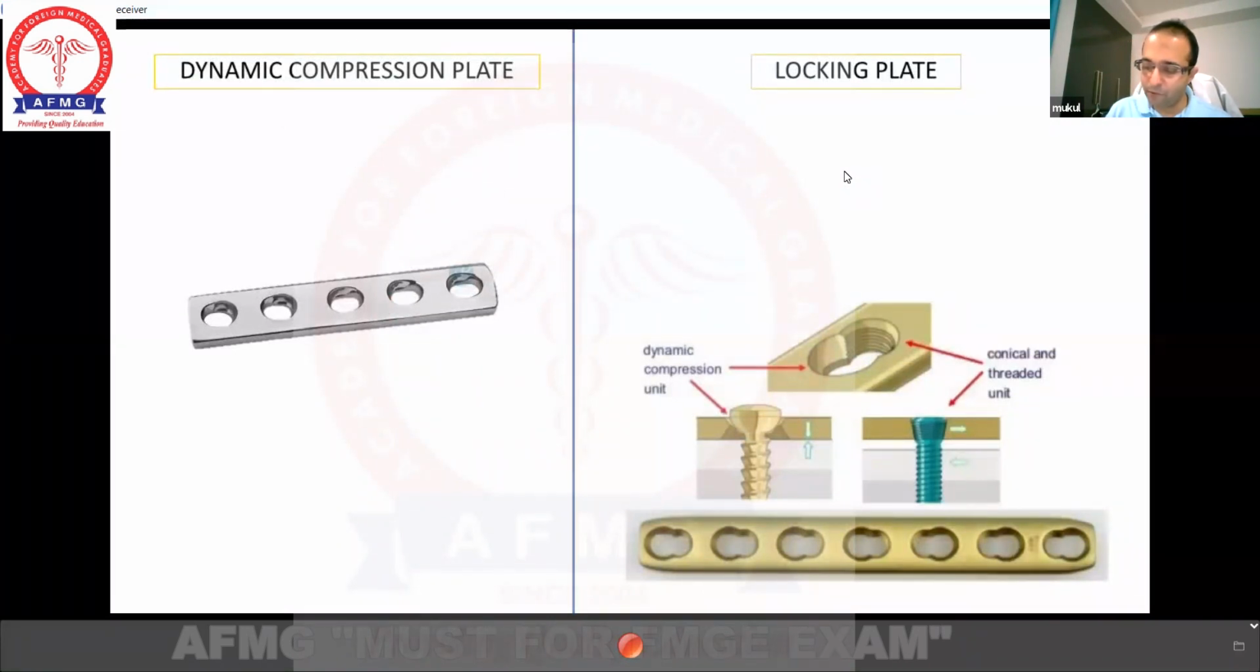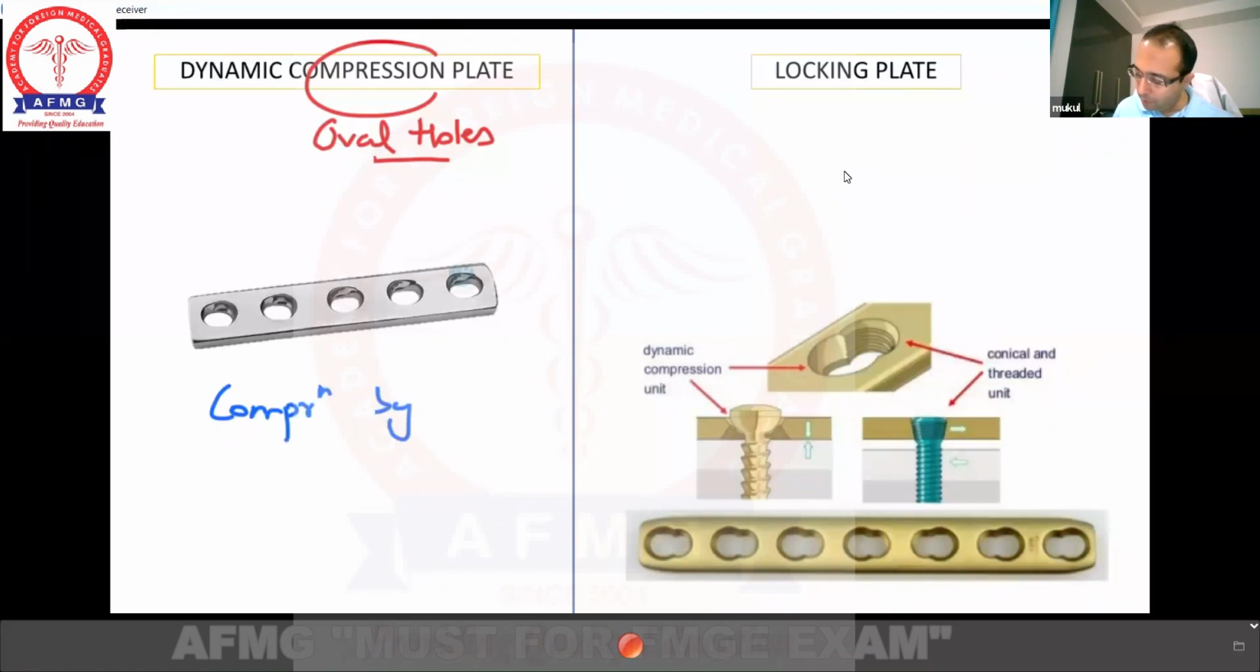So that is the characteristic of a compression plate. You have oval holes, they lead to compression by Newton's third law.